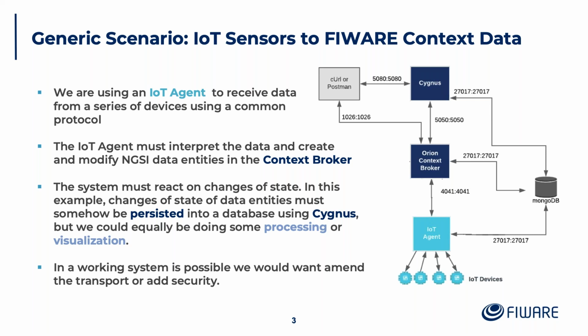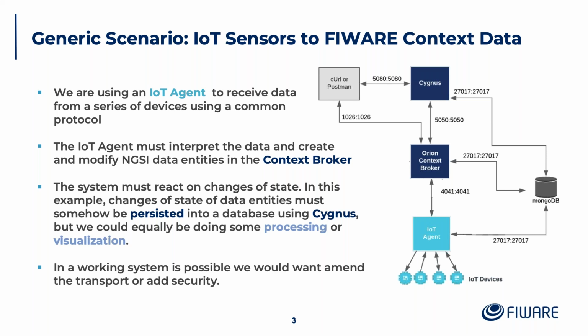In a working system, you may also add more complexity, such as changing the transport, say using MQTT or AMQP or whatever it is, and/or adding in additional security. Each one of these is going to add more potential problems which you will need to overcome when you're trying to work out what's going wrong.